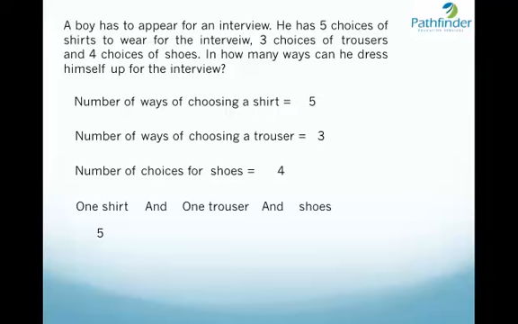One shirt can be chosen in 5 ways and "and" is replaced by that multiplication sign. One trouser can be selected in 3 ways and "and" is replaced by again another multiplication sign. And shoes can be selected in 4 ways. The total number of ways is 5 into 3 into 4, that is equal to 60.